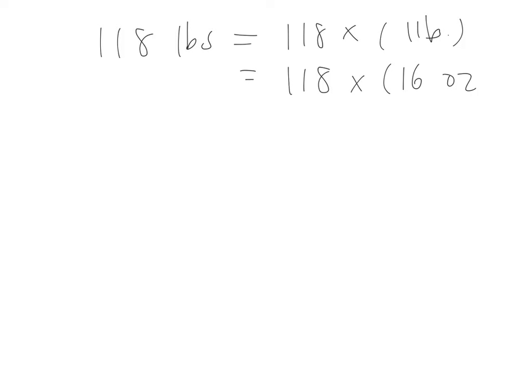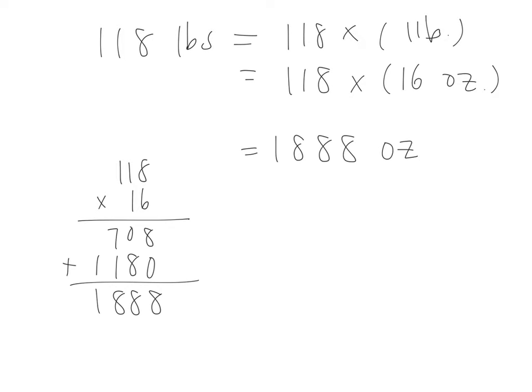16 ounces. So in order to find out how many ounces there are all together, we just need to do 118 times 16. Go ahead and do that math. If there are 1,888 ounces in 118 pounds, how many bags of peppercorn can there be? 1,888 bags. Yeah.